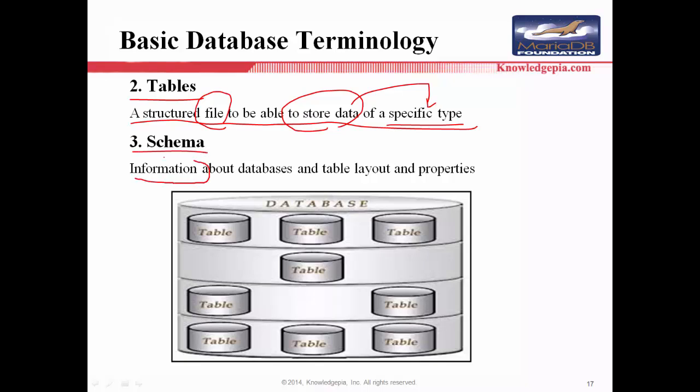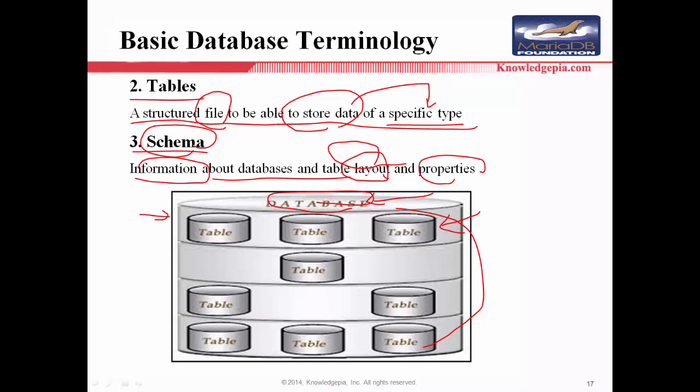Schema means the information about databases and the table layout and properties. If you check this picture, there is one database that includes many tables, and each database and table also has its own information. Normally we call this schema.